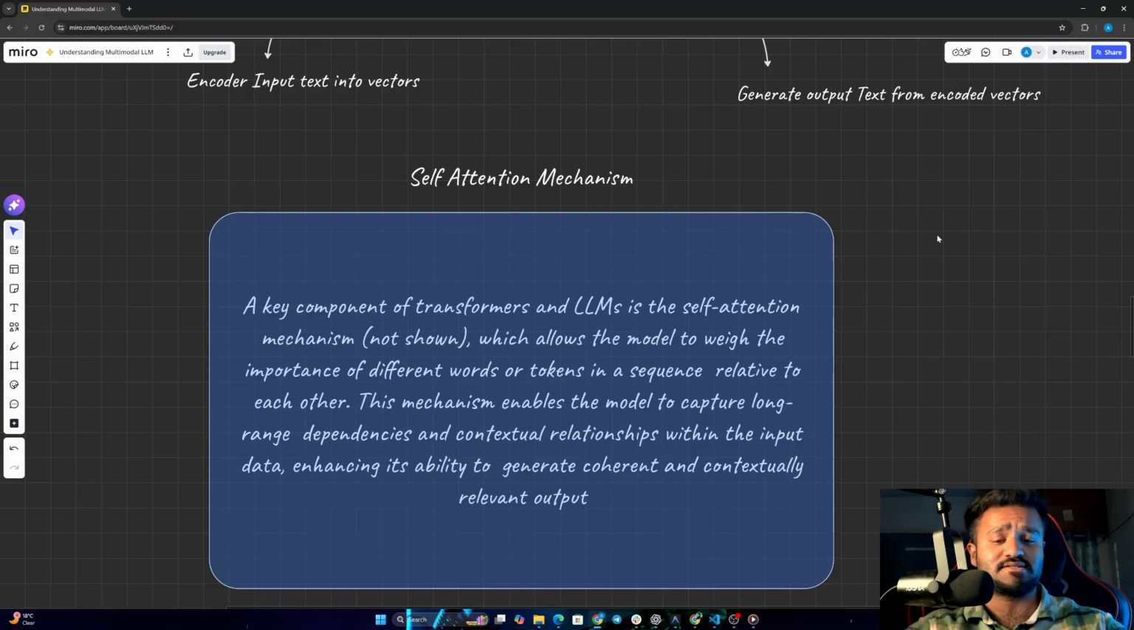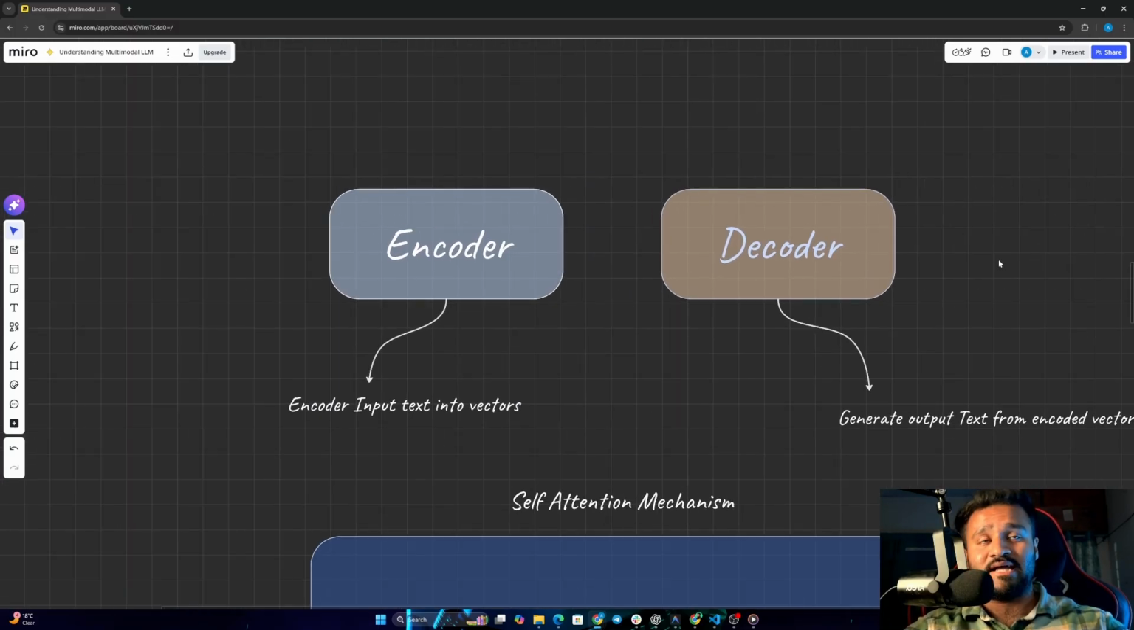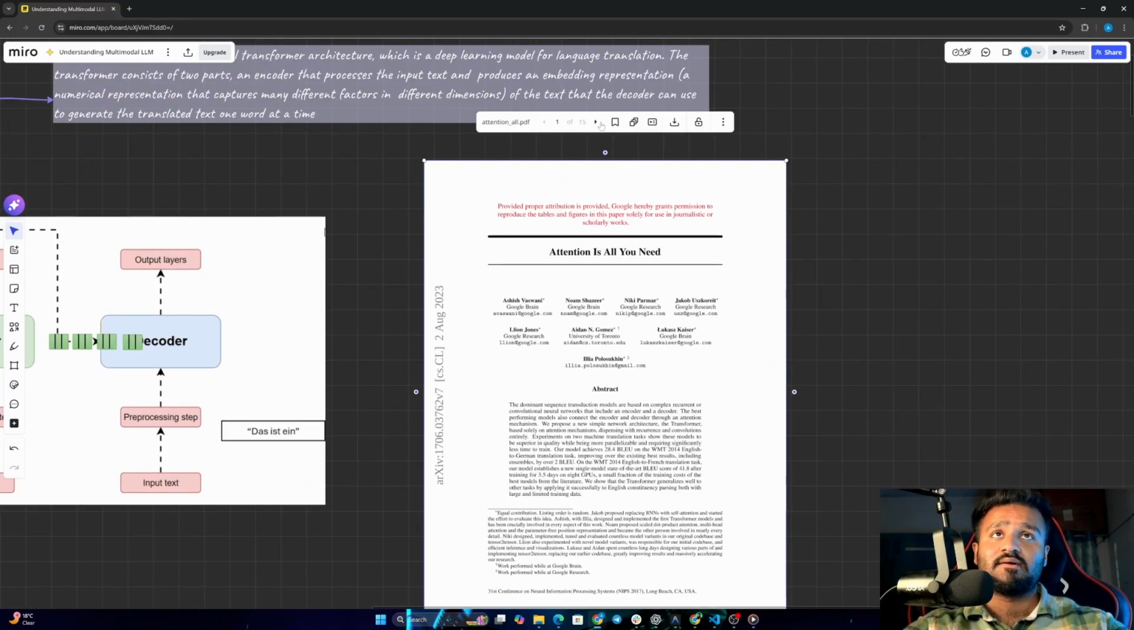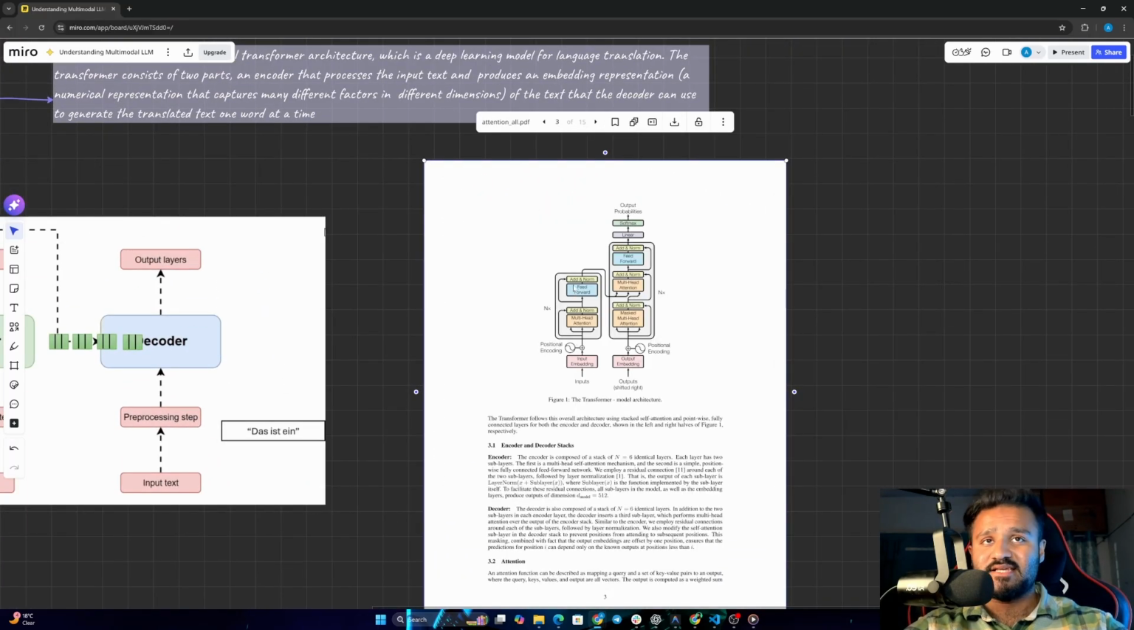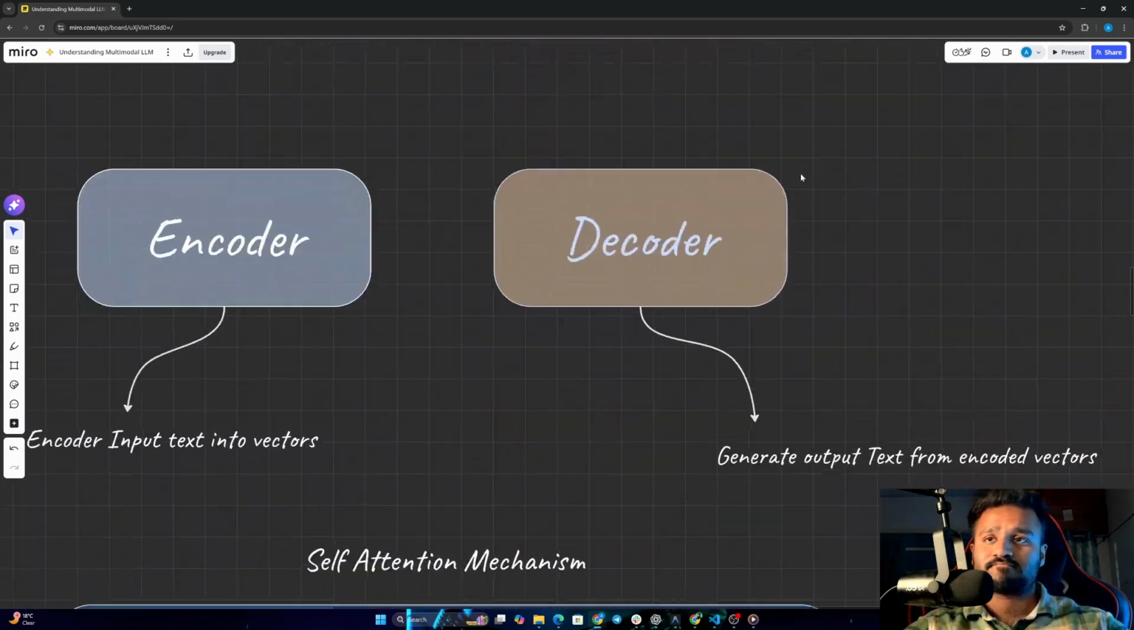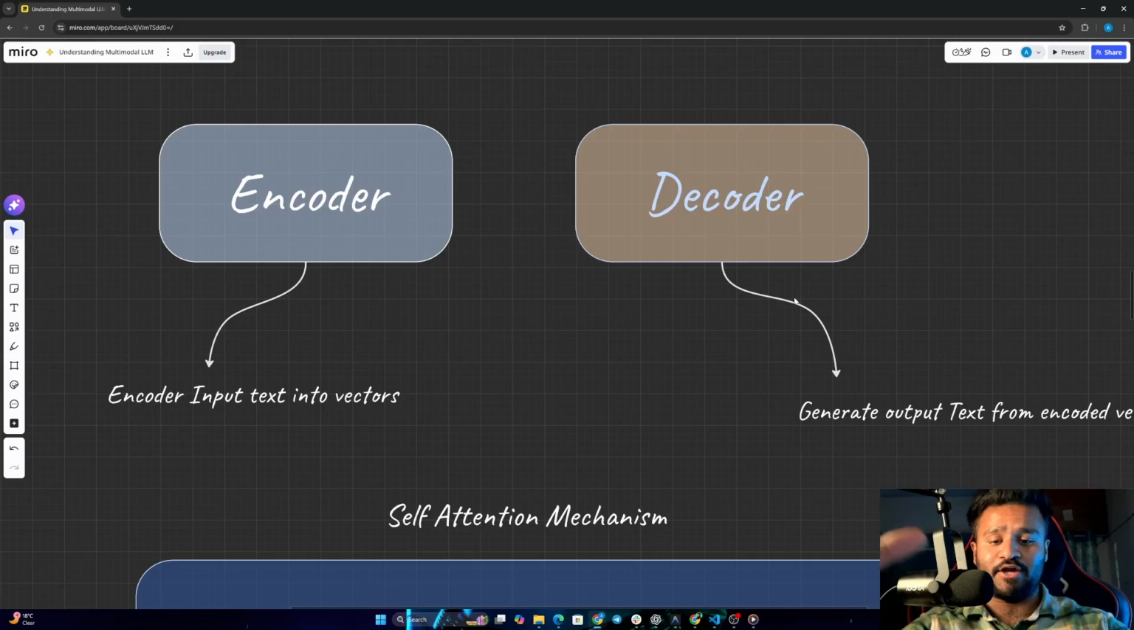So now let's talk about the structure. The original transformer architecture has two main components: one is the encoder and the second one is the decoder. As you can see over here, this is the encoder part, this is the decoder part. The encoder takes the input sentences, processes them, and converts them into embeddings. The decoder takes those embeddings and generates output one word at a time.